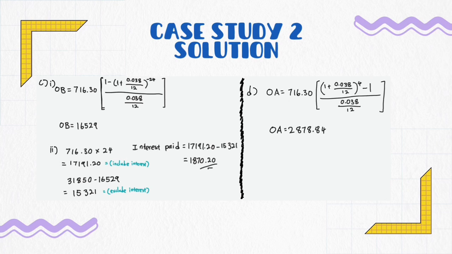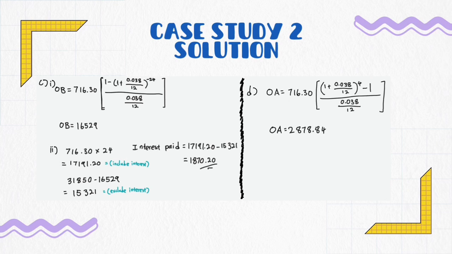And now to calculate the interest paid, we need to minus both of the equations. So 17,191 ringgit 20 cents minus 15,321 ringgit, and the total is 1,870 ringgit 20 cents, and that is the interest paid by Datin Zulaika.